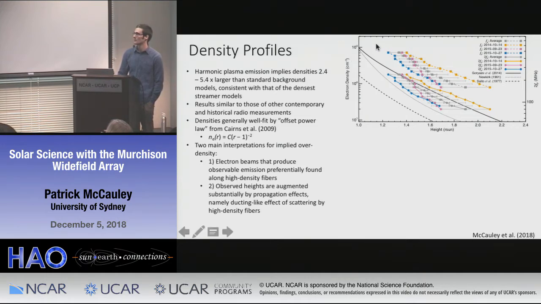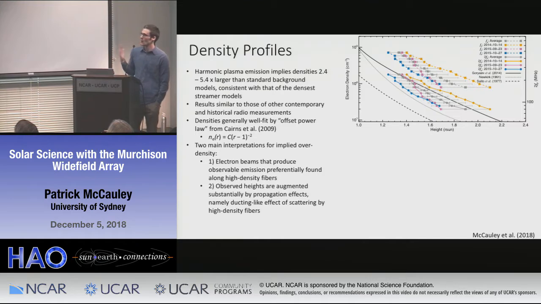So the upper three curves with the squares and the dashed lines, that's what you get if you assume fundamental plasma emission. And then the lower three with the circles and the solid lines are what you get if you assume harmonic emission. In this case, we actually can't distinguish with the observations between fundamental or harmonic. It's something that is possible to do, but you'd need finer time resolution than we have with the MWA.